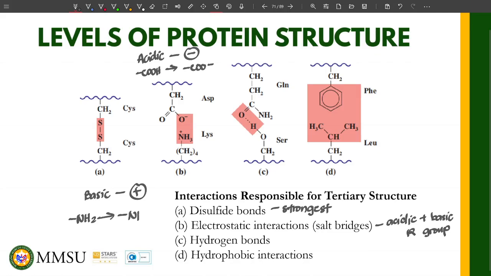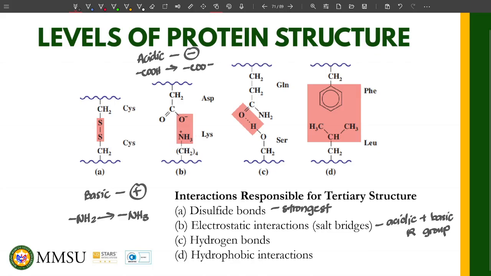magiging NH3 siya. So, for example, we have this one, aspartic acid, which is a polar acidic amino acid. And then we have lysine, which is a polar basic amino acid. So, merong electrostatic interaction between your O negative and your NH3 positive. So, yun yung sa electrostatic interactions.